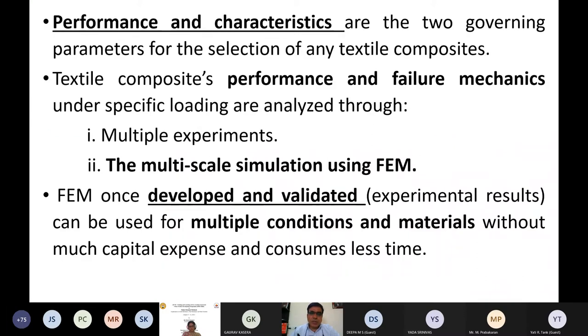Going next, this performance and characterization are the 2 governing factors. So let us do this either by multiple experimentation or by multi-scale simulation using FEM. So when you do multi-scale simulation, we generally call it modeling and simulation, and of course finite element or finite volume or whatever process we follow. Now, the best part will be you will be able to understand in various conditions the material behavior, which will be referred to as material characterization.